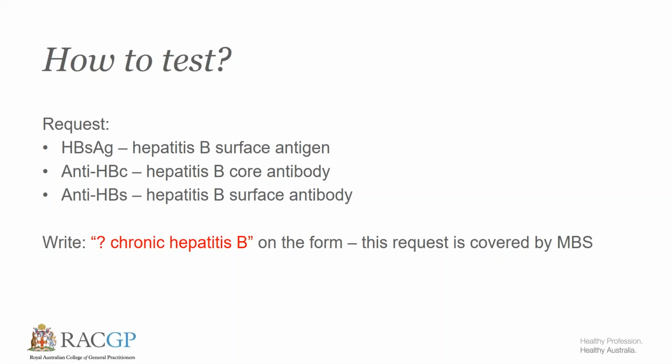Now, on the form, you write query chronic hepatitis B, and that means that this testing is covered by Medicare if it's done in the context of someone with those risk factors that we've been describing. There was a question about E antigen. That comes later. So the first step, the cheapest step, is determining whether someone has chronic hepatitis B. So these are the 3 tests to request. We'll talk in a minute about what we do if they come back positive.